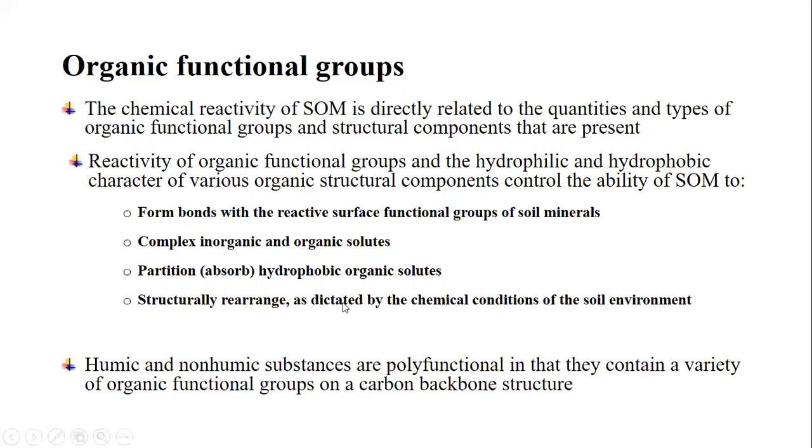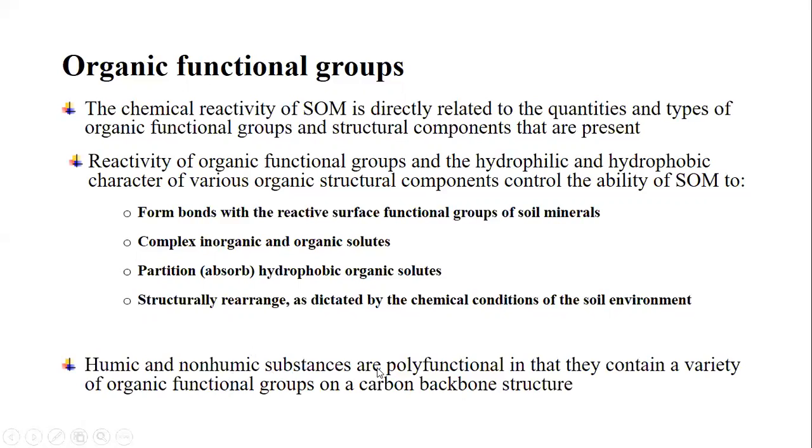Structurally rearrange as dictated by the chemical conditions of the soil environment. So these functional groups will change or affect the ability of soil organic matter to structurally rearrange, form different compounds by rearranging its structure. In organic chemistry, this is a common thing, and I think most of you studied some organic chemistry, so it should be familiar to you. We're not going to go into details of these, but it's good to know about them.